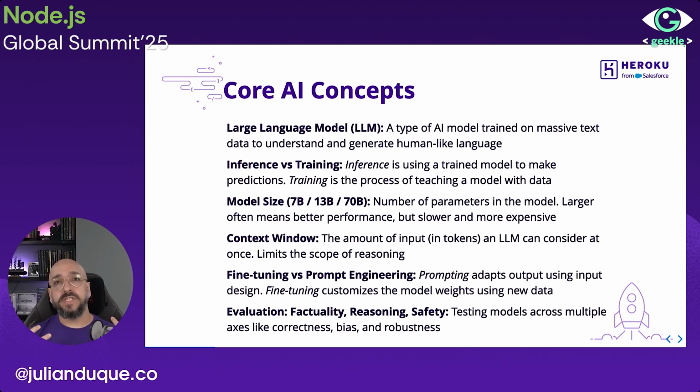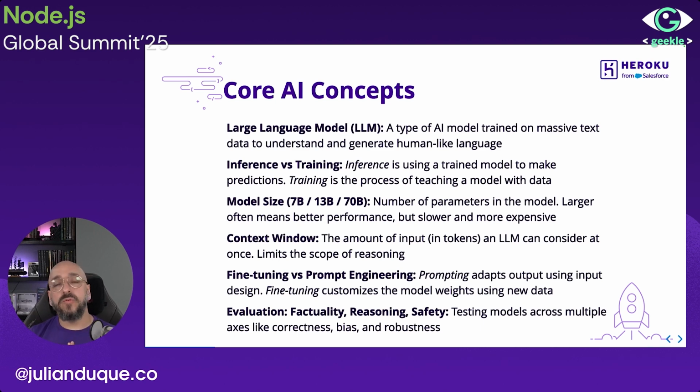There is another concept that we might see in certain models published online, which is the model size, or the number of parameters the model has been trained on. You might have seen certain models labeled 7B, 13B, or 70B. This is in billions of parameters that the model has been trained on. The larger it is, it might have better performance, but it will be slower and also more expensive.